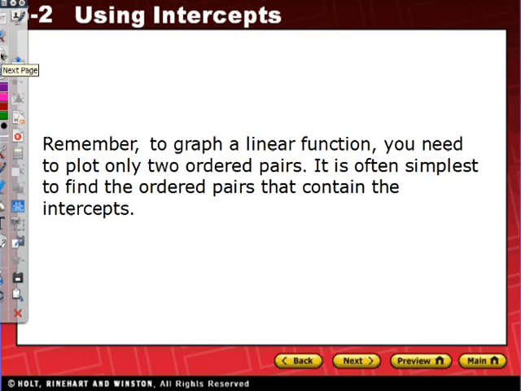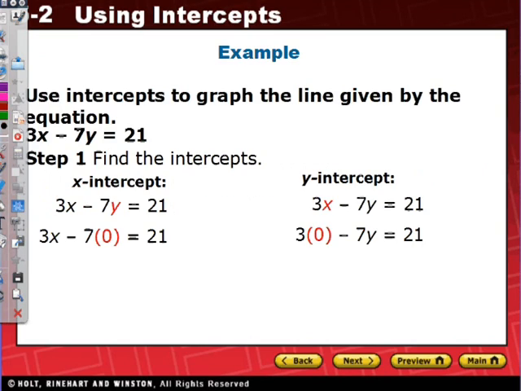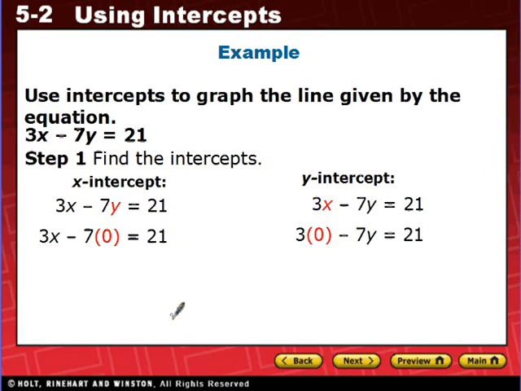So now you need your graph paper, because we're going to find the x and y intercepts, and then we're going to graph them. So this time it says use the intercepts to graph the line given by the equation 3x minus 7y equals 21. So I'm making my teeny t, something 0, 0, something, and then I'm going to graph that information.